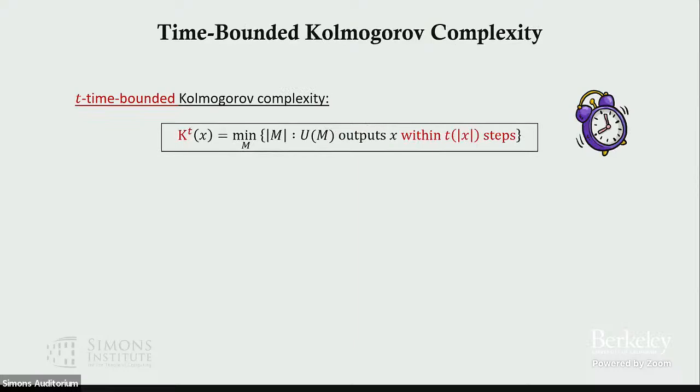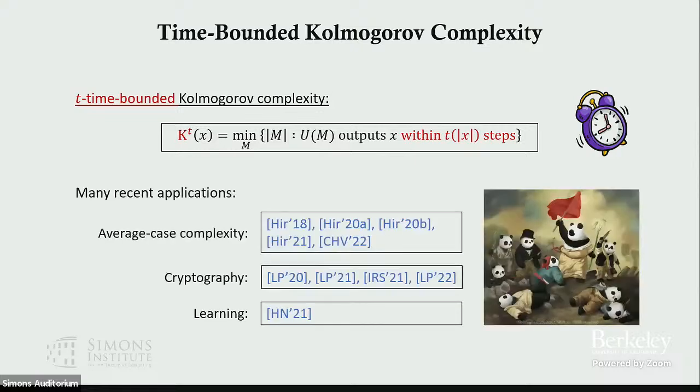We can also define a time-bounded version of Kolmogorov complexity. In this case, we fix a time-bound function T, for example, T is a polynomial. The T-time-bounded Kolmogorov complexity, denoted by K superscript T, is the minimum length of a program that can recover the string within T steps. As we've seen in some of the previous talks, time-bounded Kolmogorov complexity is very useful and recently has many exciting applications in complexity theory, cryptography, and also learning.